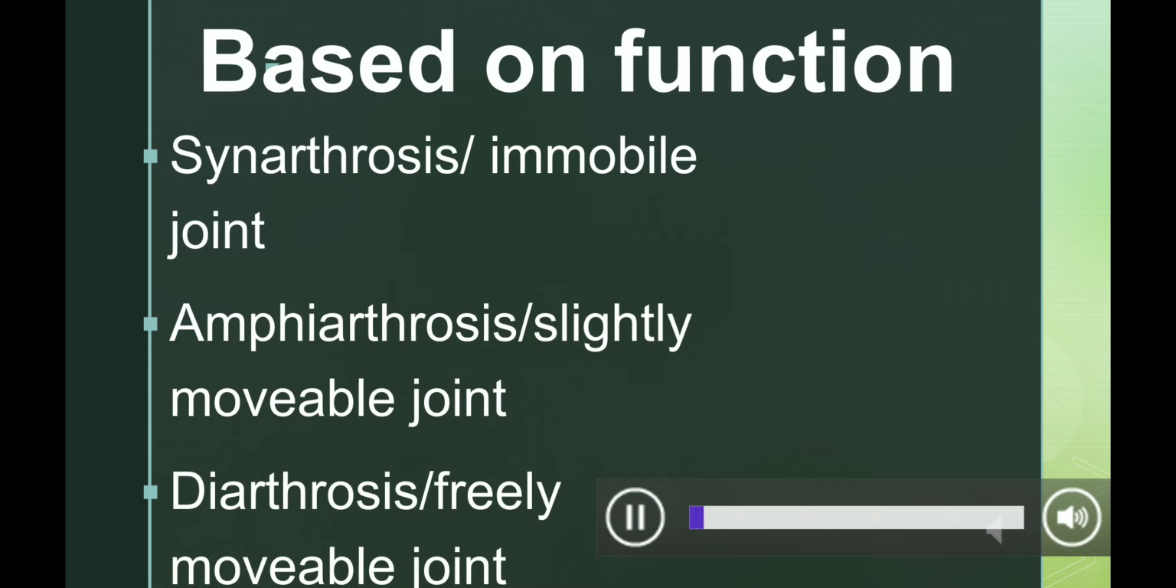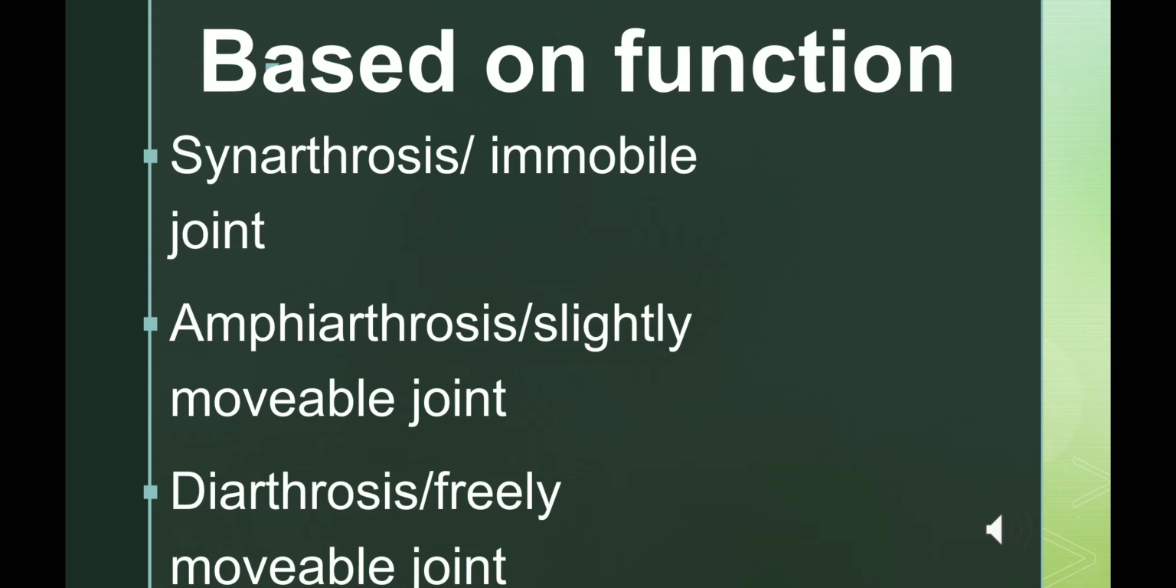So based on function, the joints have been classified, that is based on the mobility of the joints, into three types: synarthrosis, amphiarthrosis, and diarthrosis. Synarthrosis joints are immobile joints, amphiarthrosis joints are slightly movable, and diarthrosis joints are freely movable joints. So based on function, it has been classified into synarthrosis, amphiarthrosis, and diarthrosis.